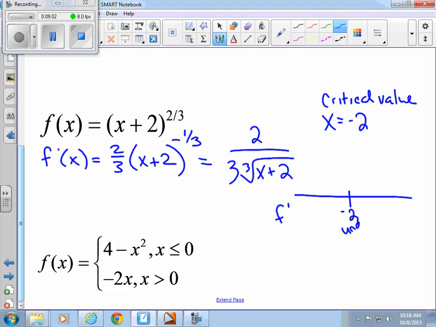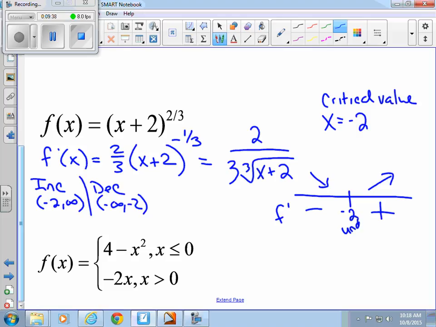Negative 3 plus 2 is negative 1. A cube root of a negative is still negative, so I get a negative. Something bigger than negative 2? 0 plus 2 is positive, and everything's positive, so I am decreasing and then increasing. So my intervals of increase are from negative 2 to infinity, and decreasing from negative infinity to negative 2. There is not a relative maximum.